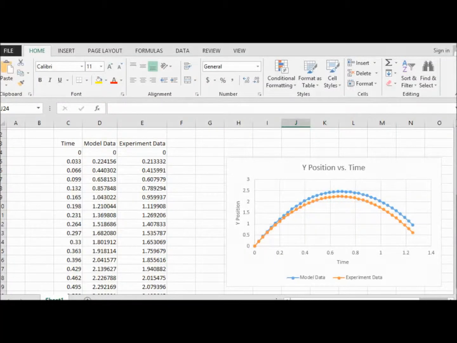After receiving the model data from Python, I created a graph which contains both the model data and the experimental data. Looking at the graph, specifically the experimental data, we can see that the ball loses some of its velocity as it flies through the air. This is due to a drag on the object, which we did not account for in the model.